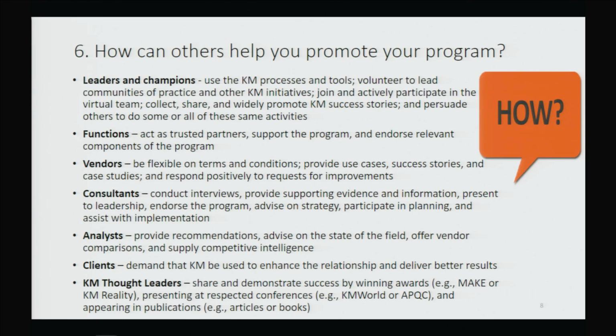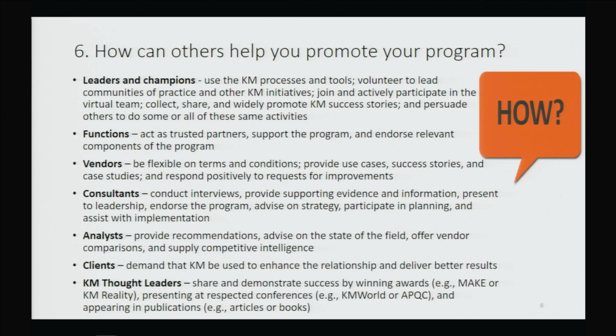Now, they mentioned the other functions, that long list of functions like IT and HR and finance. They're going to be partners to you. You want them to view you as key partners, and you want them to support the program and endorse the relevant parts of it. So if there's training that you do as part of knowledge management, you want the training function on board to help deliver it, but you also want them to be speaking of it and saying, we want people to take this training.